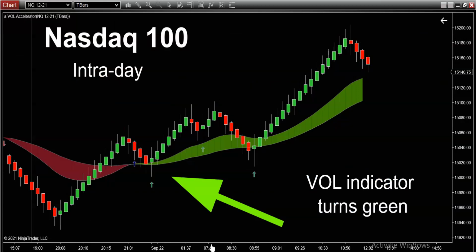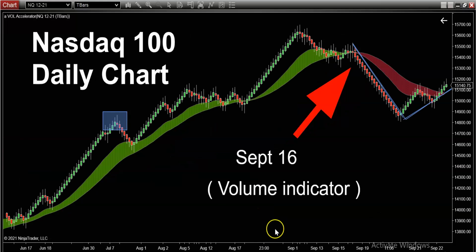And one more time, guys, I'm going to really emphasize this point on the daily chart. When you use volume as your primary indicator, and when that volume turns green, the odds are in your favor of the market going up. And on the flip side, when the volume turns red, the odds are in your favor of the market going down.